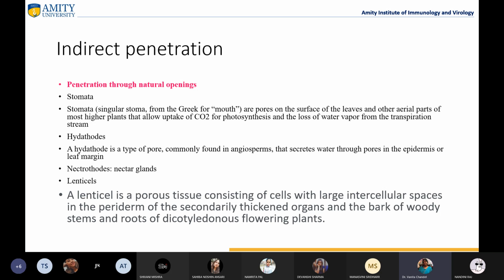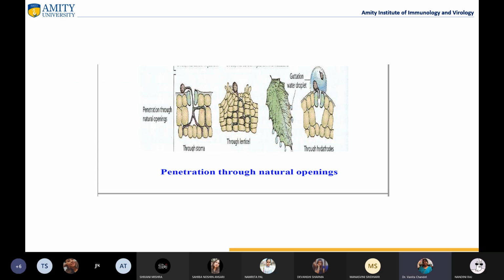We know that plants have several natural openings such as stomata, hydathodes or lenticels through which the pathogens can enter, right? So we know the stomata are pores on the surface of the leaves. Hydathodes are another type of pores which secrete water through the pores in the leaf margin. Then nectar through nectar glands, and lenticel, again, is a porous tissue which consists of cells with intercellular spaces. So when there's penetration through these means, it is called indirect penetration. So here we have a natural opening through stoma, lenticel or hydathodes.